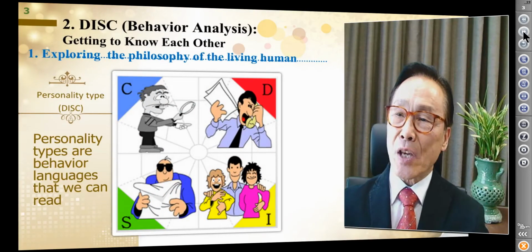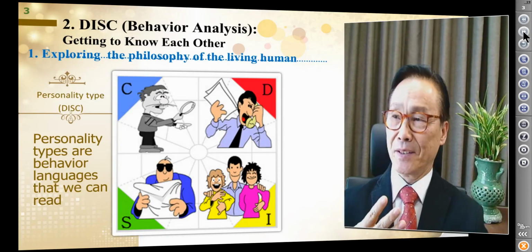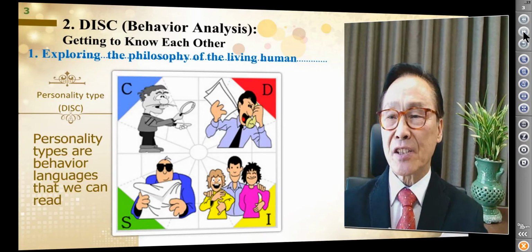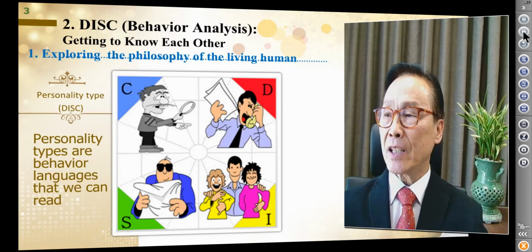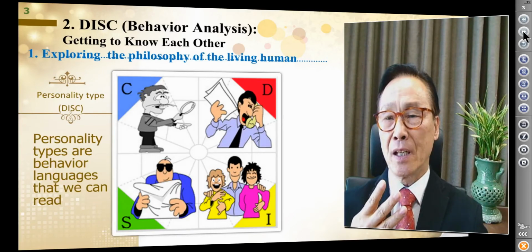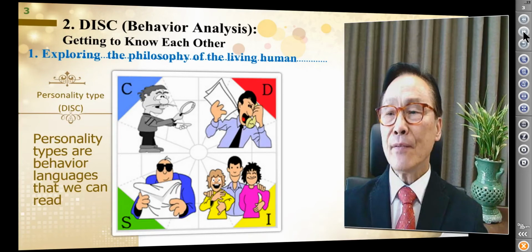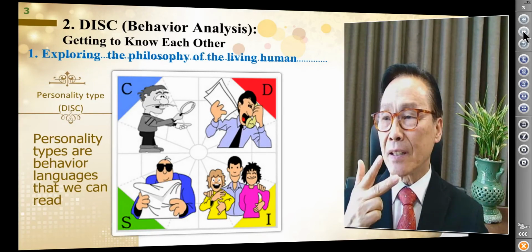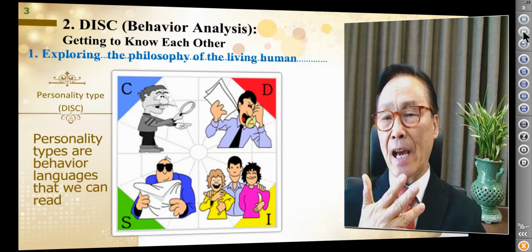On the DISC chart, there are four behavior patterns. This personality type assessment describes human behavior patterns. It is divided into four categories: dominance, D-type; influence, I-type; steadiness, S-type; and compliance, C-type.